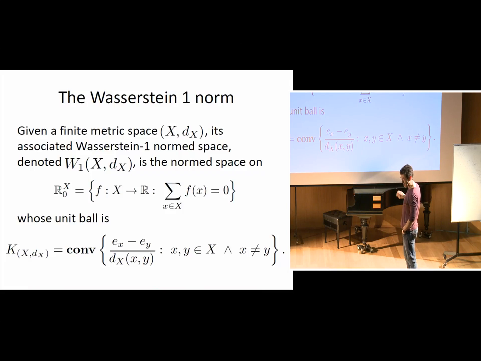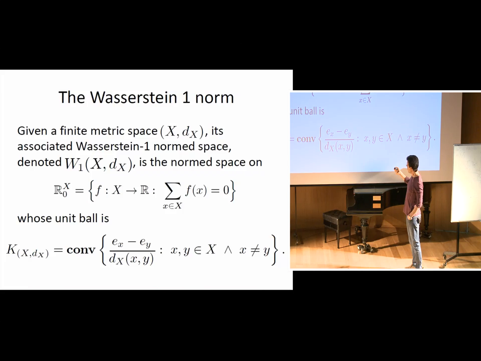The other thing, I need to tell you what the target space is. So we're going to be working with the Wasserstein 1 norm. That's going to be the target metric space. So if you have a finite metric space X, I'm really doing a disservice to this, but this is all I need. The transportation cost of Wasserstein 1 norm space, which I'll denote by W1 of X, dx, and sometimes I will just write W1, I will mean W1 of X, dx.